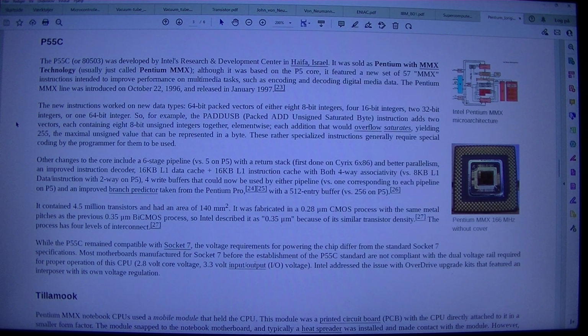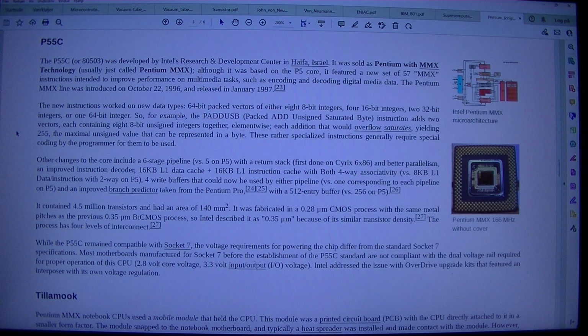64-bit packed vectors of either 8 8-bit integers, 4 16-bit integers, 2 32-bit integers, or 1 64-bit integer. So, for example, the PADDUSB, packed add unsigned saturated byte, instruction adds 2 vectors, each containing 8 8-bit unsigned integers together, element-wise, each addition that would overflow saturates, yielding 255, the maximal unsigned value that can be represented in a byte.